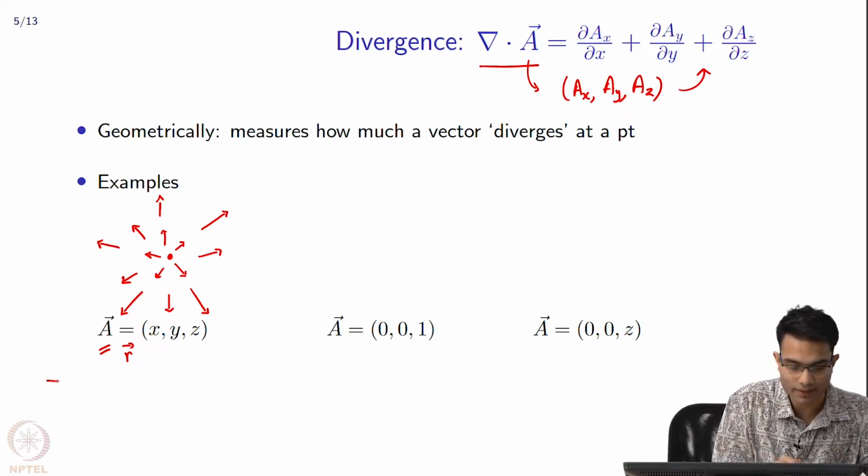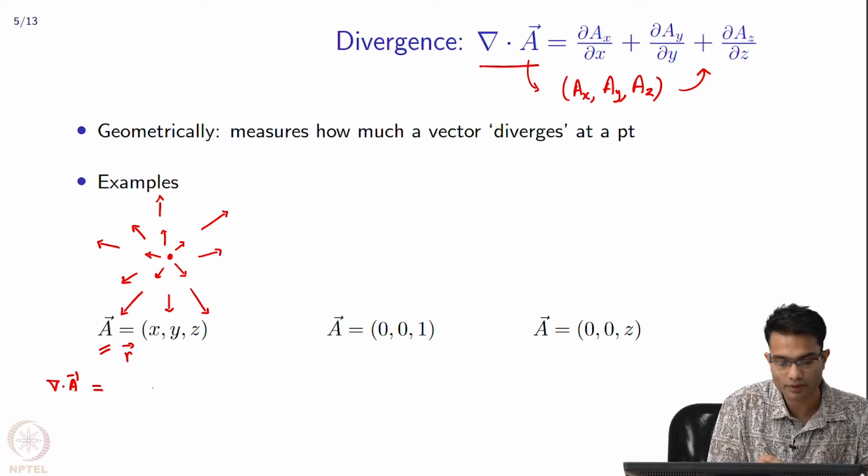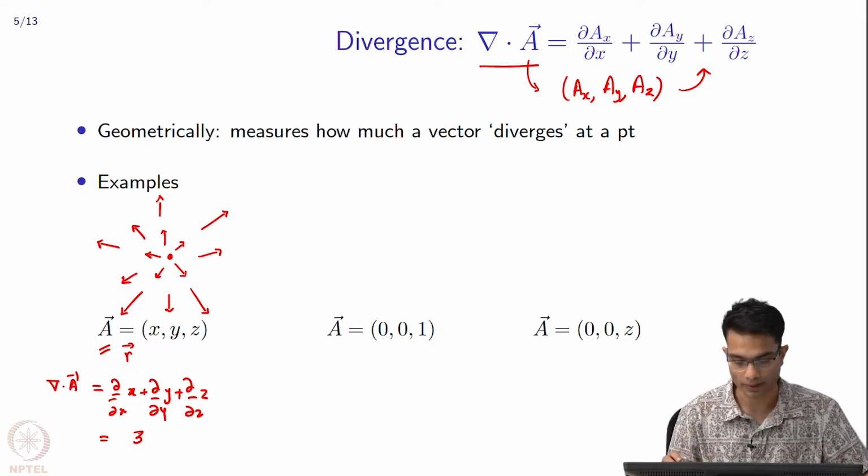You can see it: if I take del dot A here, what am I going to get? I am going to get partial with respect to x plus partial with respect to y plus partial with respect to z, and that is going to be equal to 3, right. So, it is a non-zero quantity.